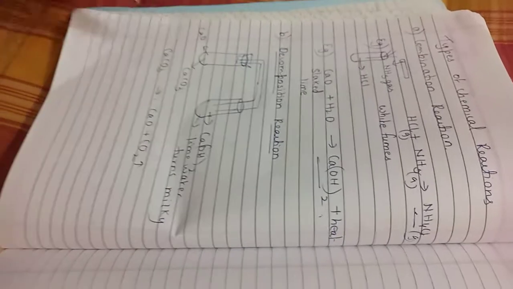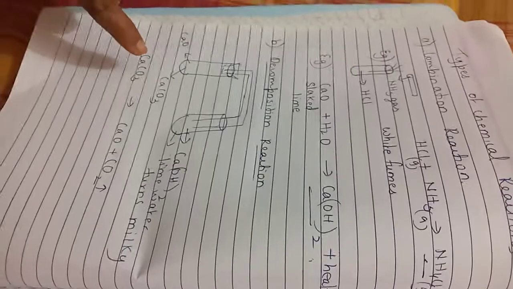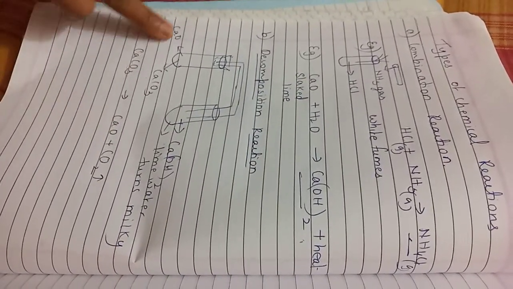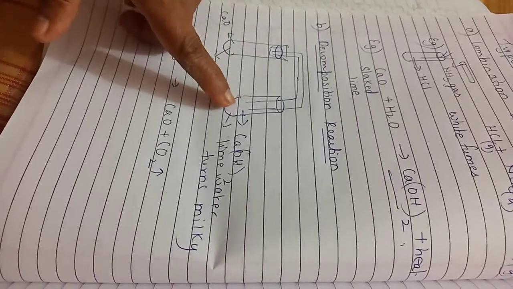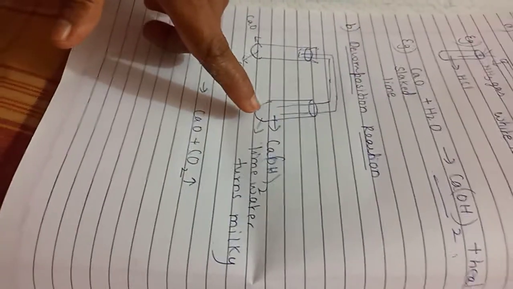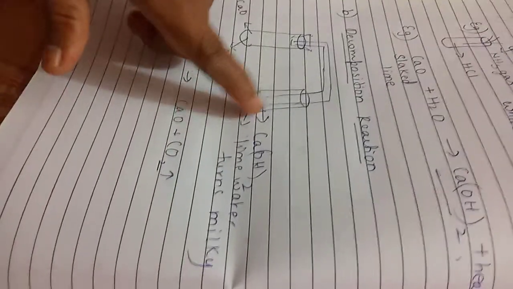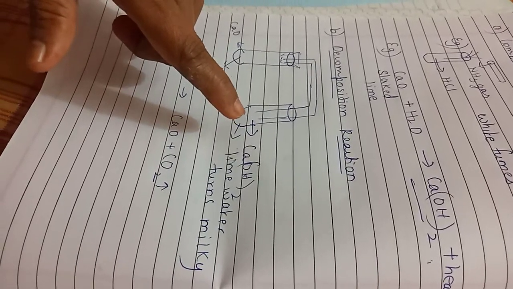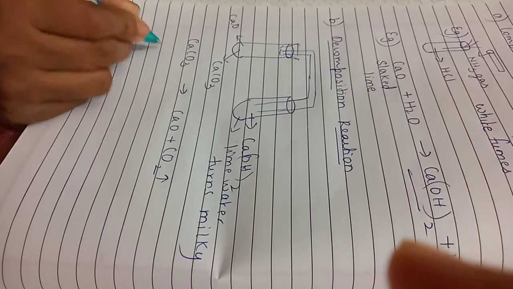I'll repeat. In one single test tube, you take calcium carbonate, you heat it, calcium carbonate breaks into calcium oxide and carbon dioxide. Calcium oxide remains in the test tube, whereas carbon dioxide moves in the vertically upward direction, and it turns this calcium hydroxide, which is called lime water, milky. Why? This is an indicator that carbon dioxide has reacted with calcium hydroxide, turning it milky. Is it okay?